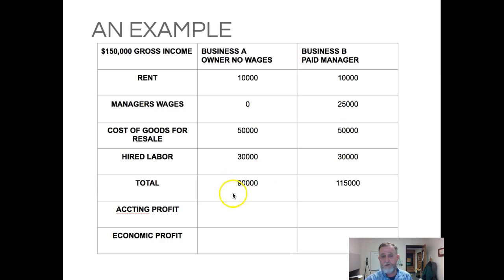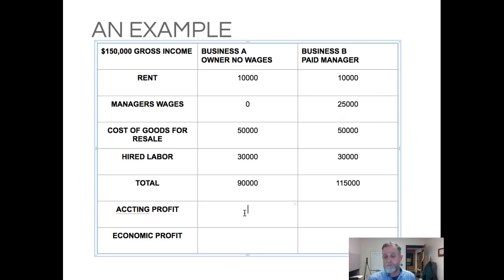So for an accounting profit, with this type of very simplified approach, in example A we actually have $60,000 that would be considered accounting profit, whereas in business B, where we have total expenditures of $115,000, we would have $35,000.